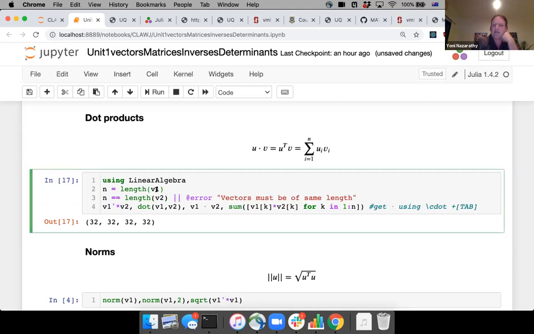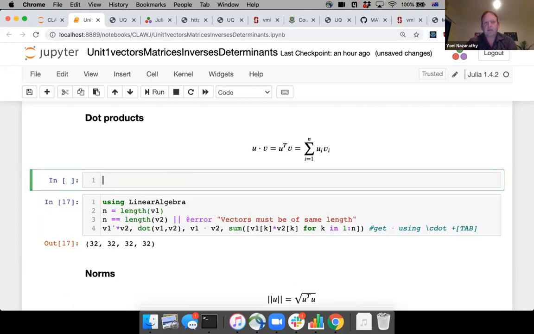He got the length of the vector v1, which I think was defined above. Line number 3 is kind of a weird line. It checks: is n also the length of v2? Now this is an or operator, and sometimes you write lines like this in Julia. This is called lazy evaluation, where if this thing did not hold, then this will be evaluated. And this @ is a macro, like a shorthand for a function, really. It'll print that vectors must be of the same length.